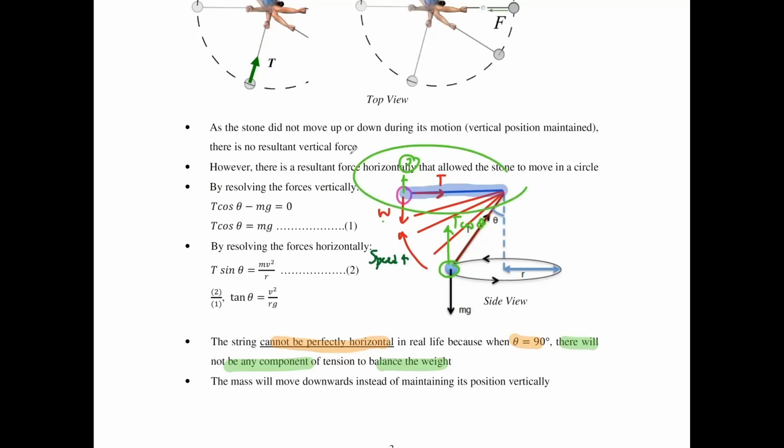But if you're considering the case where the string is perfectly horizontal, it just cannot happen because there's no component of tension balancing the weight. Okay, so the mass will actually just move down instead of maintaining the position vertically.